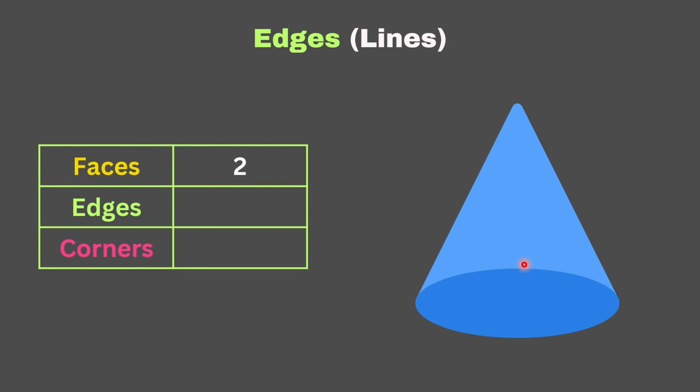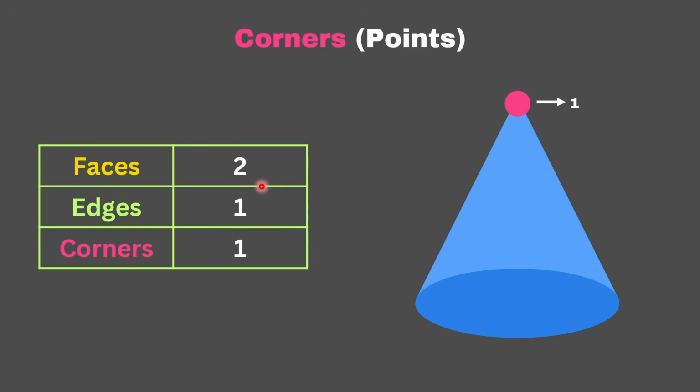Now, look at the round boundary at the bottom. That is an edge. So, cone has one edge. And at the top, there is one sharp point. So, that is a corner. So, cone has one corner. So, 2 faces, one edge and one corner.